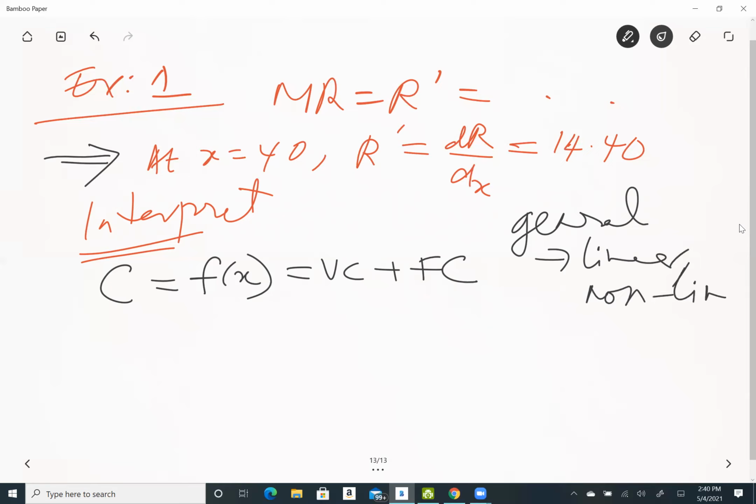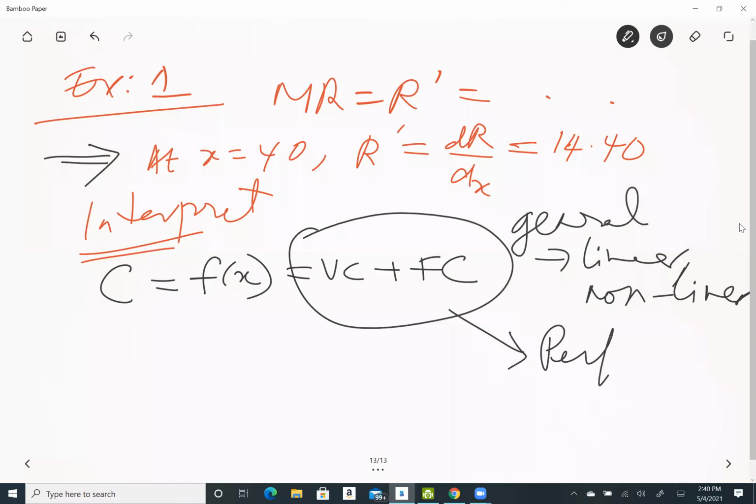When you talk about the cost, the concept of cost will be the same whether you're talking about perfect competition or monopoly. The cost will be the same, so don't worry about the cost. The cost will be either linear or non-linear, regardless of whether it is in perfect competition or monopoly.